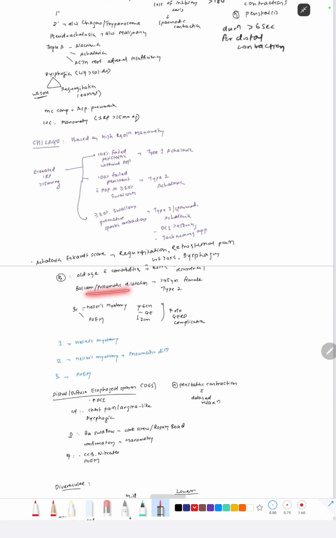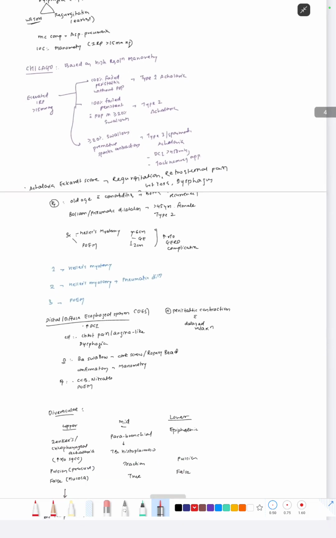Then balloon dilatation or pneumatic dilatation can be done, generally done in those more than 45 years, females, and type 2. Then definite surgical management is Heller's myotomy or peroral endoscopic myotomy, that is POEM, which is a NOTES procedure. Here we have to resect a tissue up to 6 centimeters above the G junction and 2 centimeters below. However, there is increased risk of GERD complication while doing these surgeries.